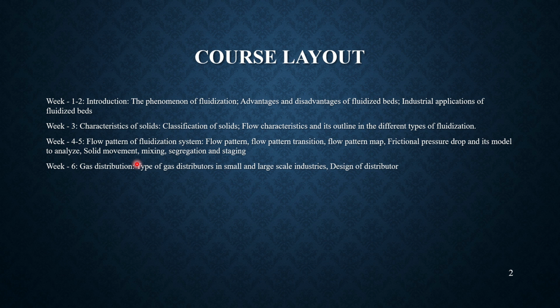So in week 6 it was about gas distribution, types of gas distributors in small and large scale industries and design of distributor. When we are dealing in labs we use porous plate distributors, but the same cannot be used when we are dealing with industries. So distributor type and design is very much essential because it influences the pressure drop happening inside the bed, which again determines the pump characteristics required. The pump characteristics fix the operational cost of the plant. So again it is determining various other factors. So it is very much essential to know about the distributor system in the fluidized bed section.